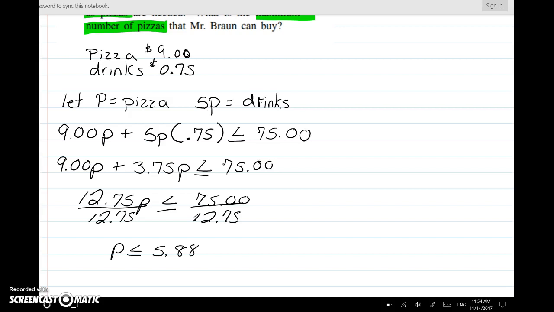Can I order 5.88 pies of pizza? Not really. They will look at me like I'm crazy. So I can only order whole pies. What is the maximum number of pies I can order? I can order 5 pies, because I'm going to round this 5.88 down to the nearest whole number, which is 5.